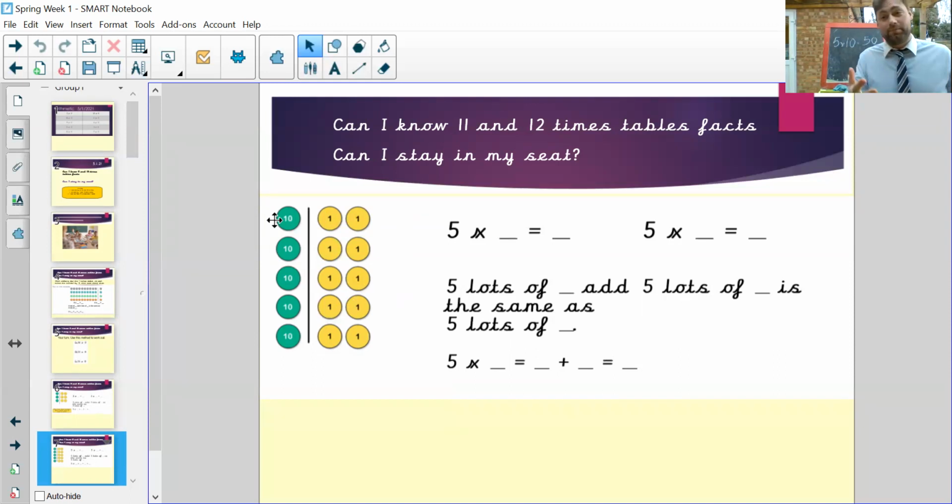And then we have a look, we've partitioned the 12, so now we have 2 ones, okay? And we have 5 lots of 2 ones. So 5 times 2 is equal to 10. We now add our 2 values together. 50 plus 10 is equal to 60. So 5 multiplied by 12, 10 and 2 here, 12, is equal to 60.